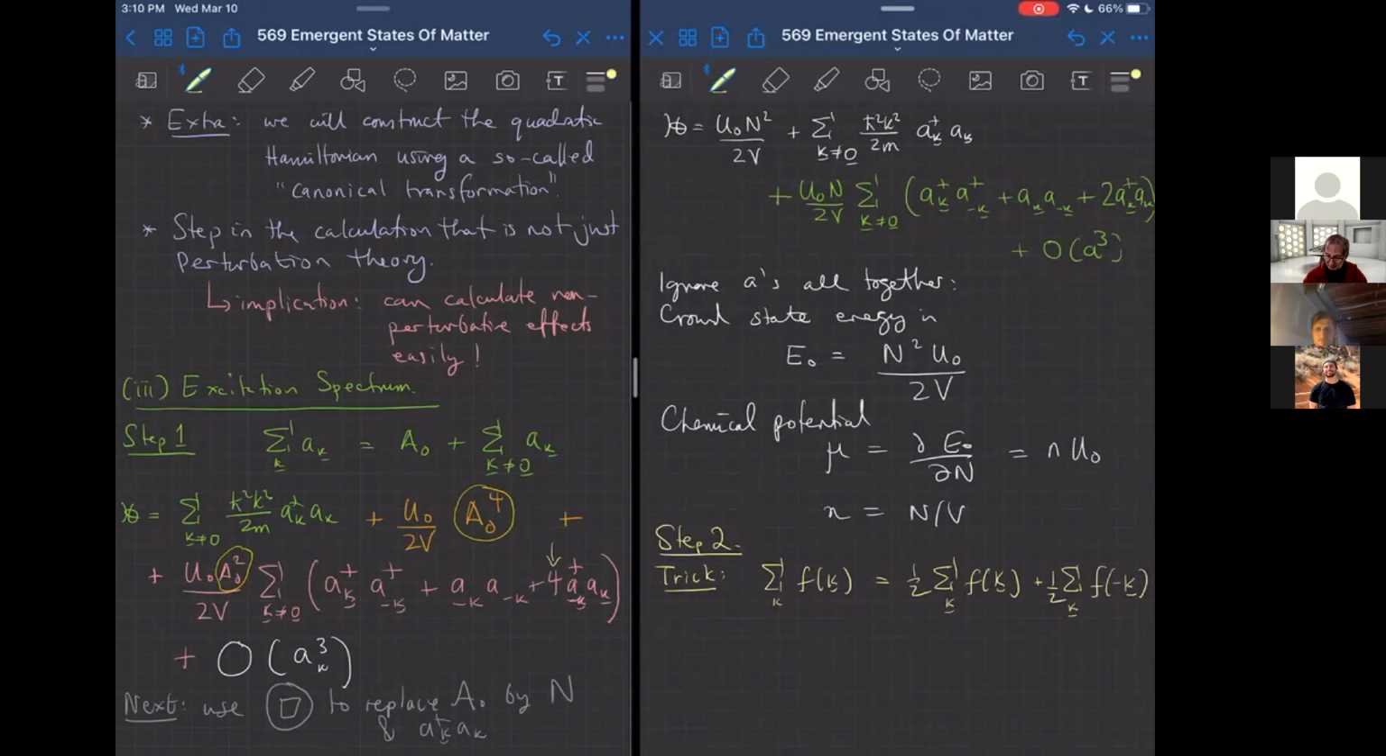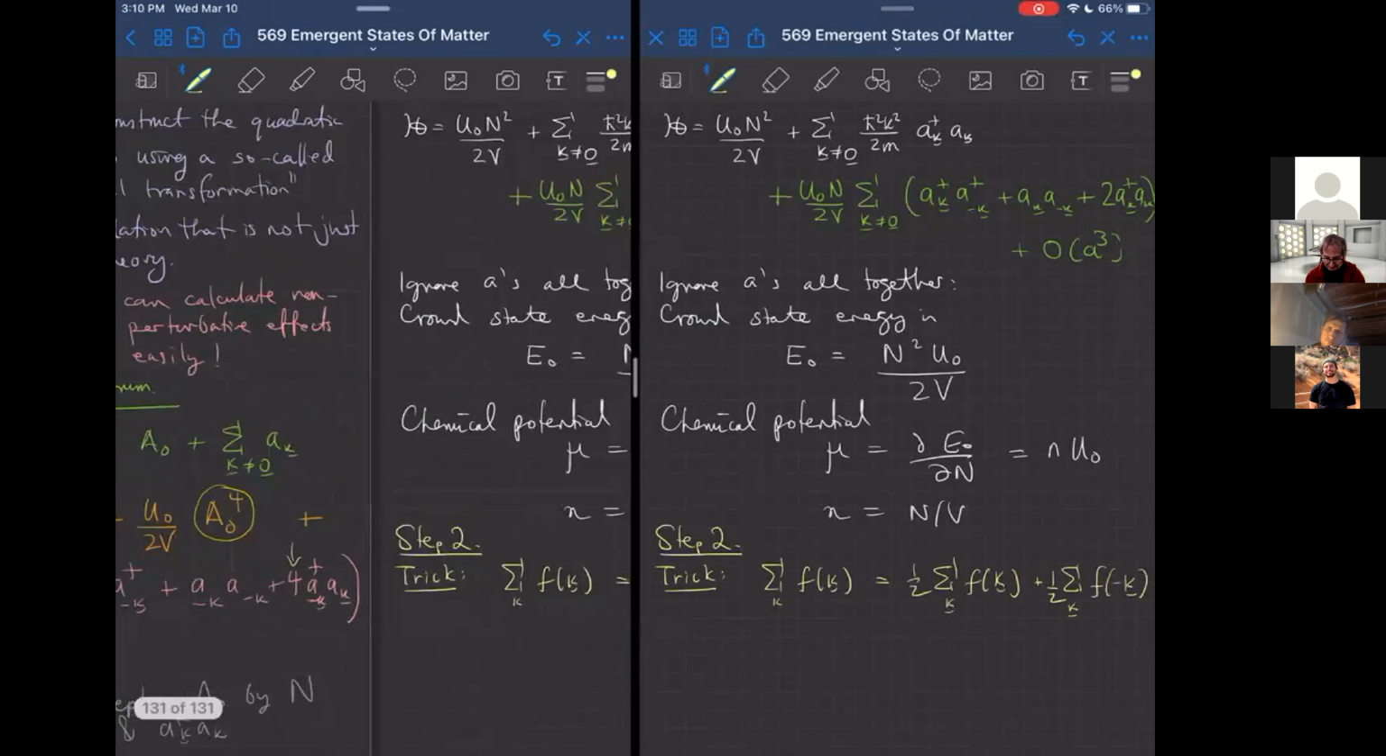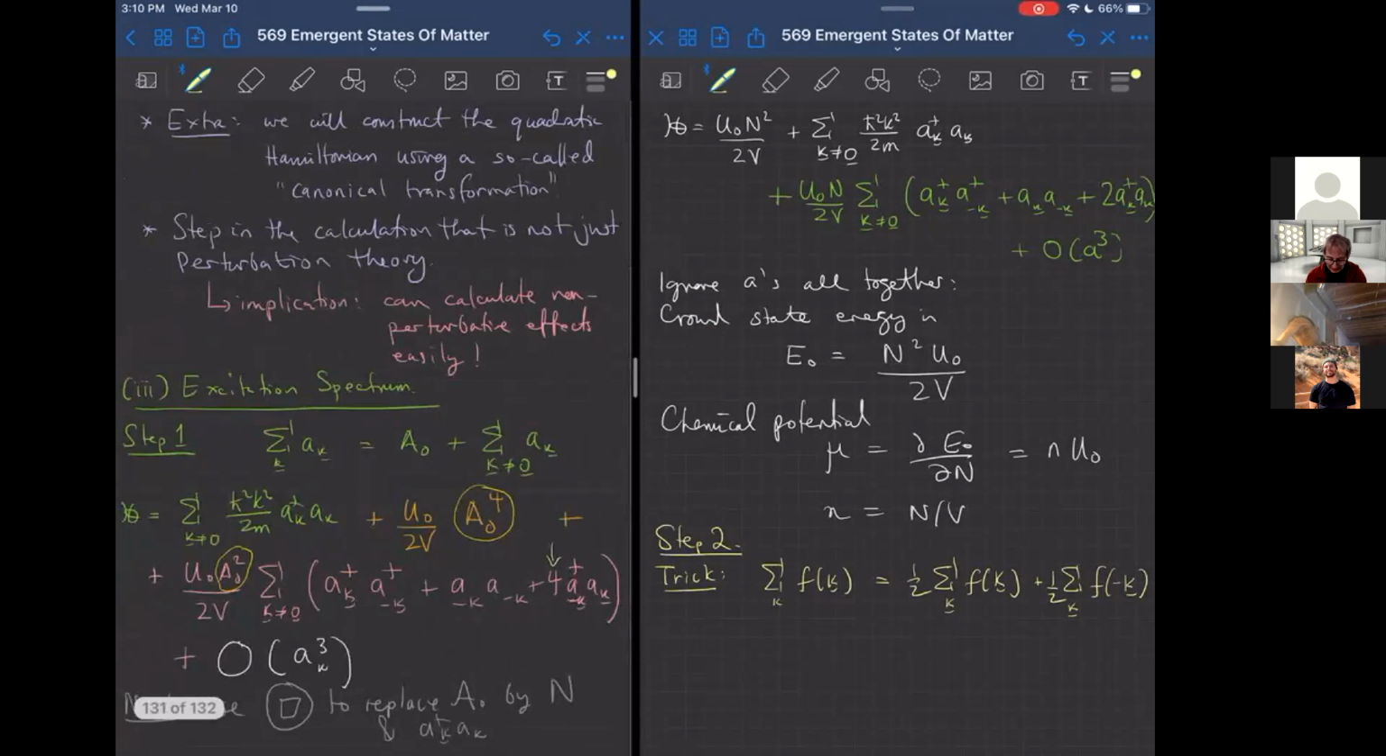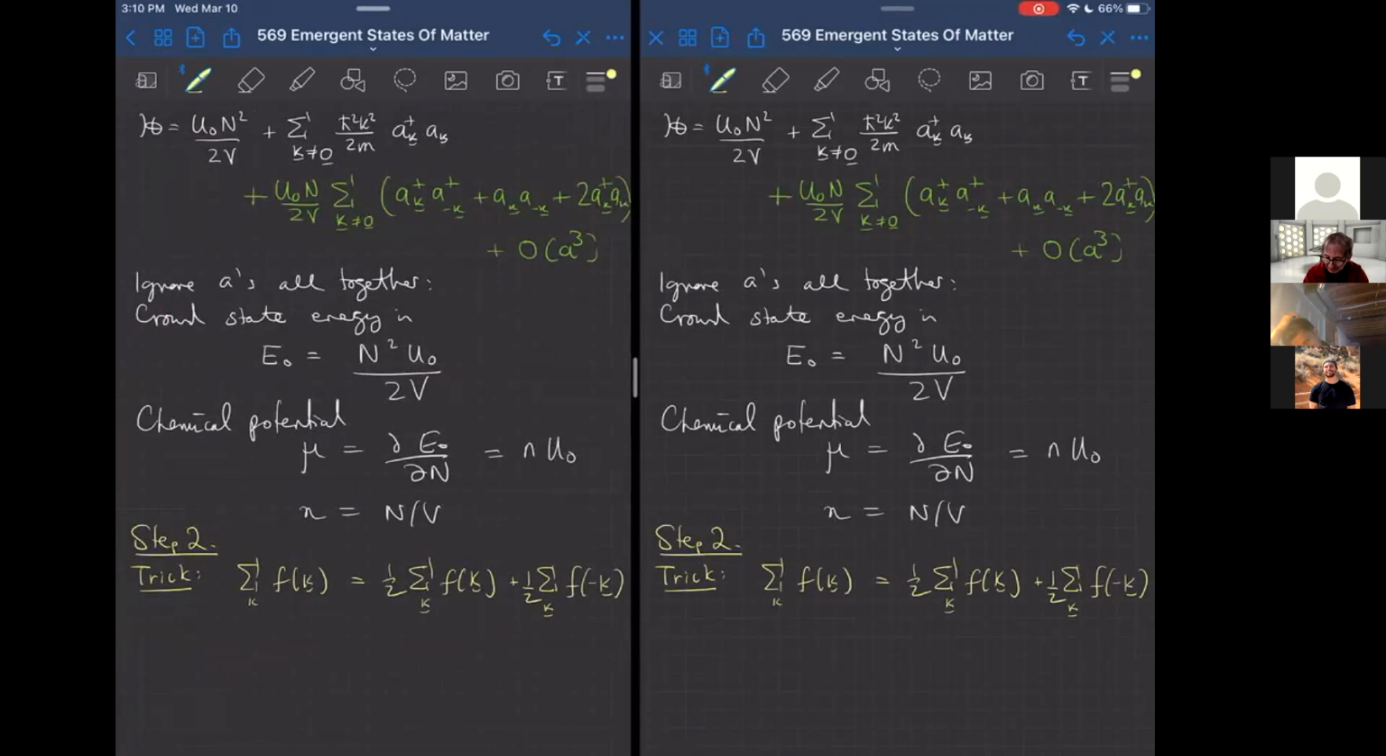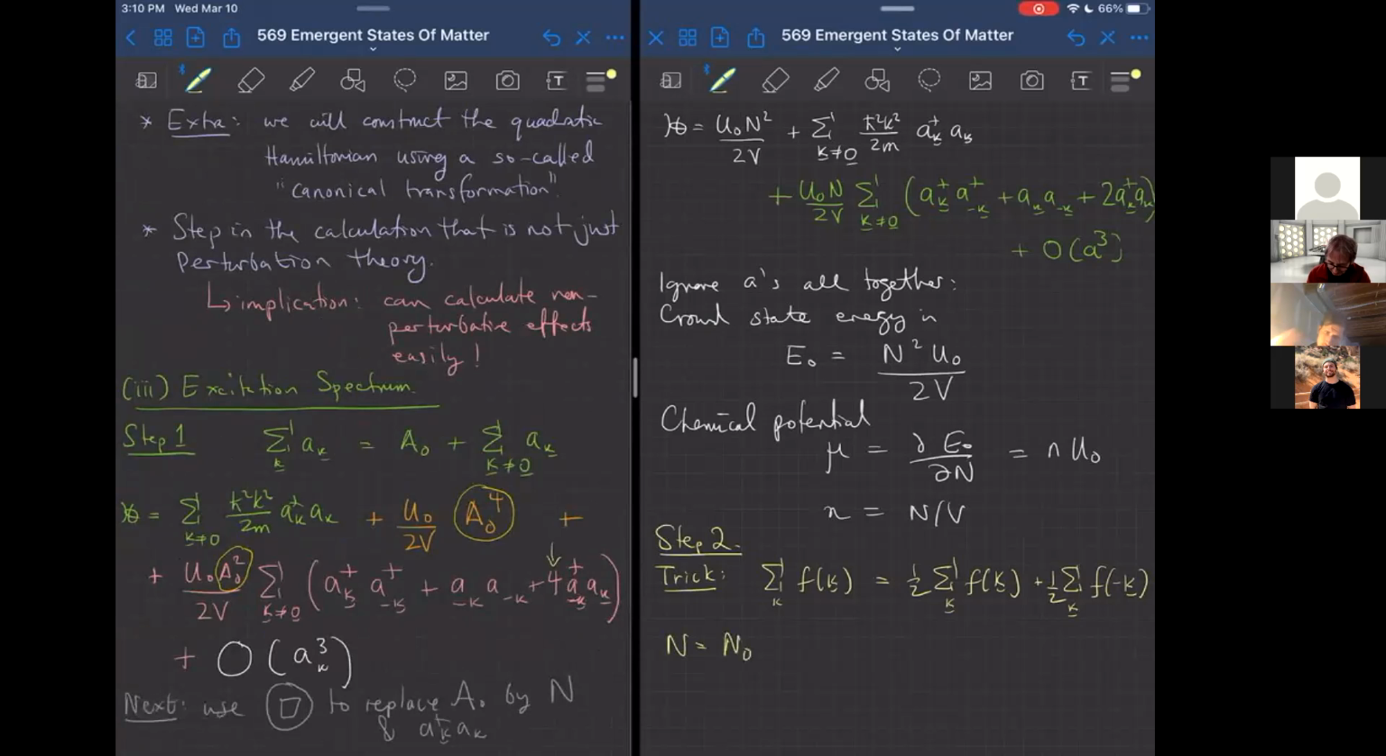Now, the reason I'm going to do that is because when you look at these operators that I have over here, on the top over here, you can see I've got factors of K and minus K all mixed up together. And in fact, they're going to turn out to be quite complicated. And so this is a way to simplify things. So if we do that, then I can write the formula for N as the number of particles in the ground state plus 1/2 the sum over K not equal to 0 of a K dagger a K plus a minus K dagger a minus K. Okay, so that's just a way of writing down the number operator.